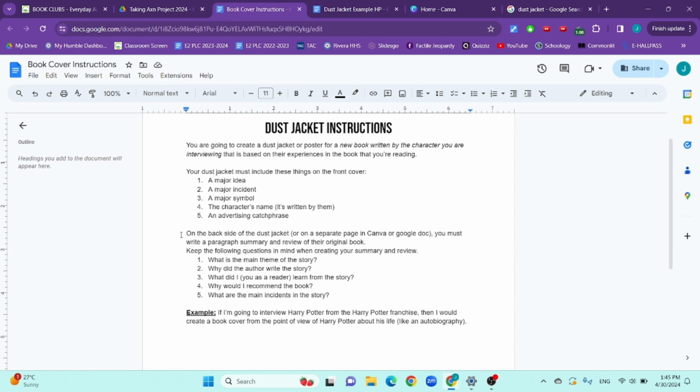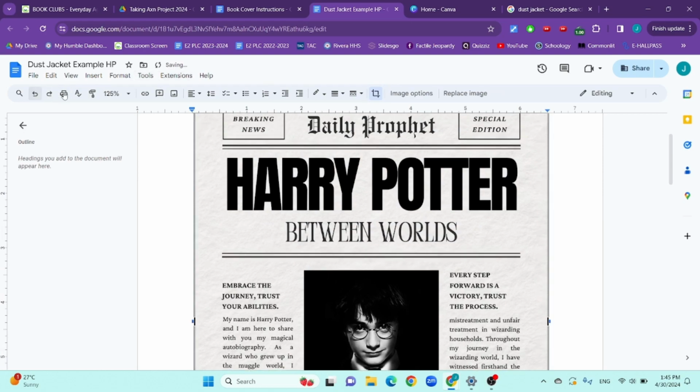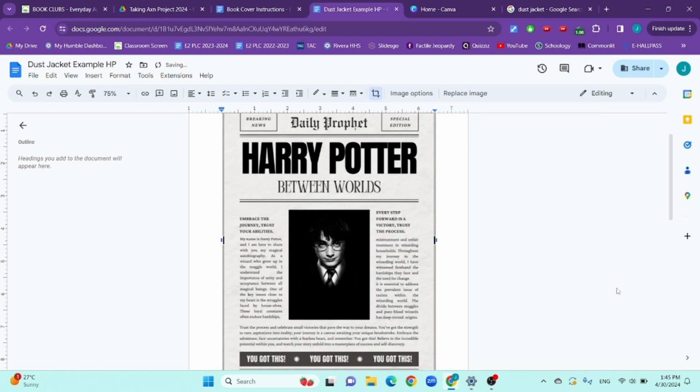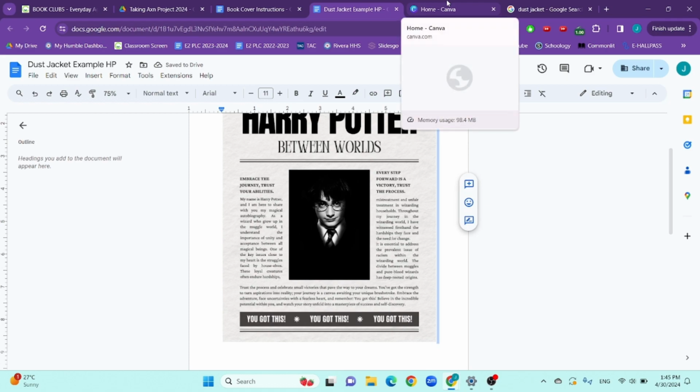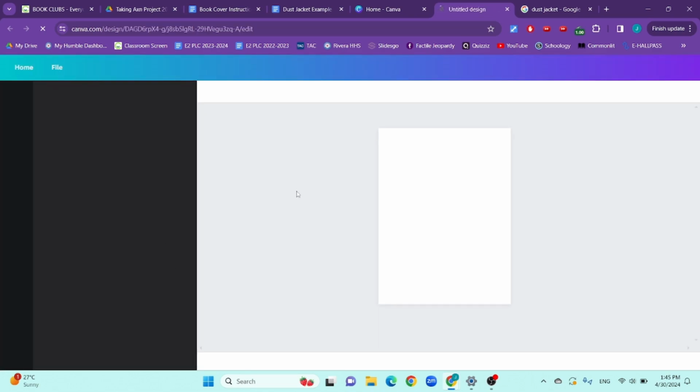And then on the back side, I just did it on a separate page in a Google Doc. First, I made this using Canva. With your Humble ISD account, you have access to everything in Canva. If you go to canva.com, I would say do the portrait or the flyer. It's probably the easiest. I'm going to do this one.